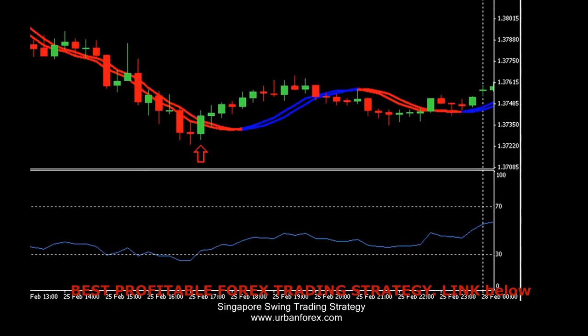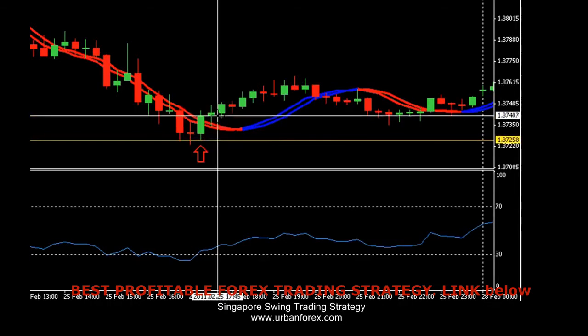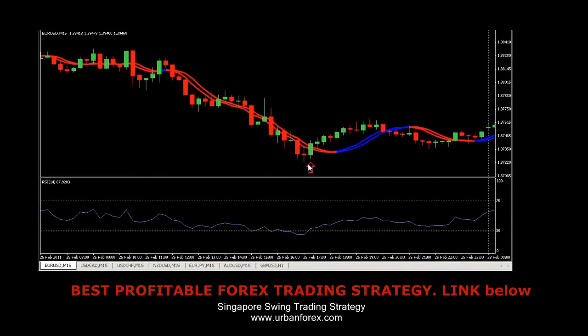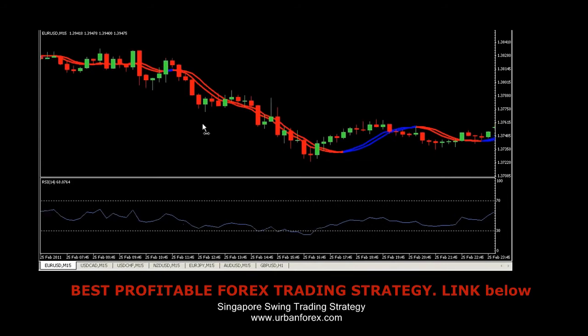You can keep your stops at the swing low of your previous candle, which is right there. And that would give you a stop of 15 pips, and your total maximum potential on this particular trade was 24 pips. Alright, let's give you a sell example. Let's scroll back here.